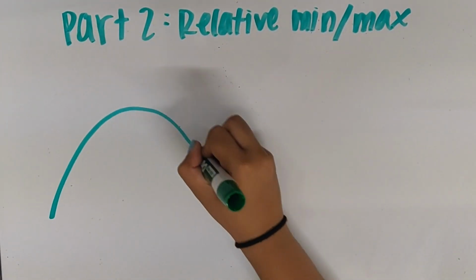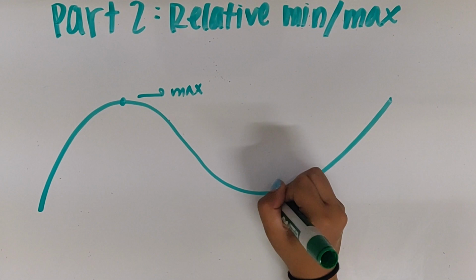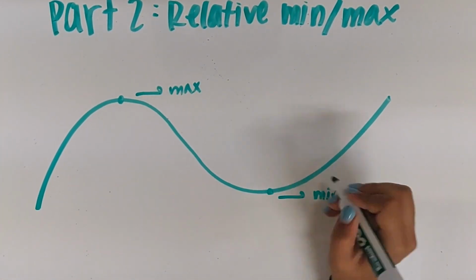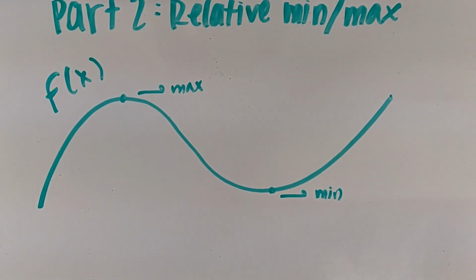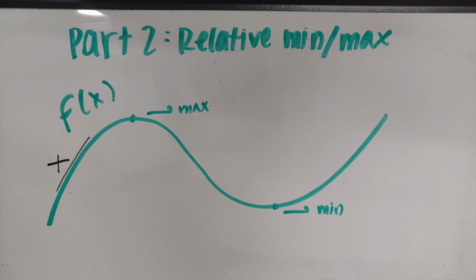Here is a cubic function with both a relative maximum and minimum at two separate points. To find our relative max or min, we need to see where on the graph the slope is either 0 or undefined. In this case, we only need to consider when it is equal to 0.